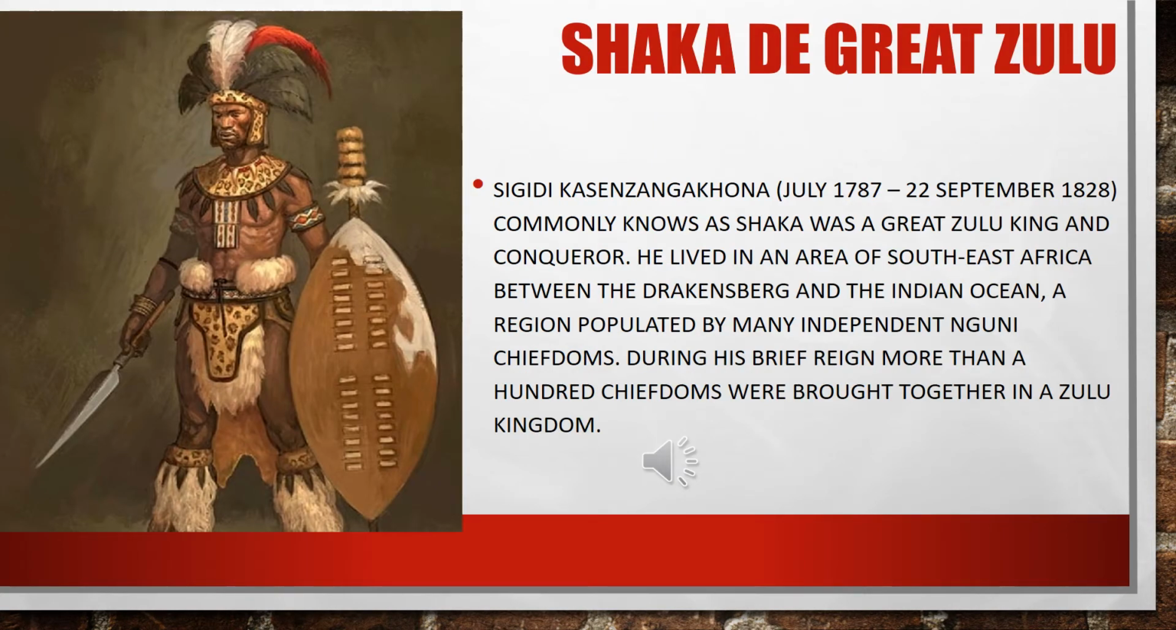And probably equally, another famous military figure, but not white this time, Shaka the Great Zulu. Now you might have heard of Shaka Zulu because there's a very famous film made about him, or you might have covered this in one of your other lessons. But Shaka the Great Zulu was a king and a conqueror, and he lived in Southeast Africa, and he brought together many independent chiefdoms or little groups of people. He brought them all together to create one big strong kingdom.